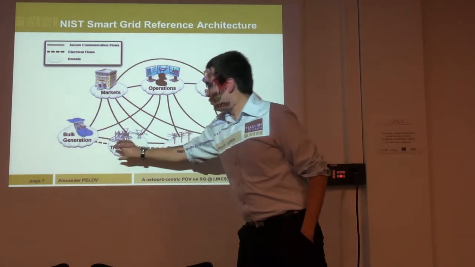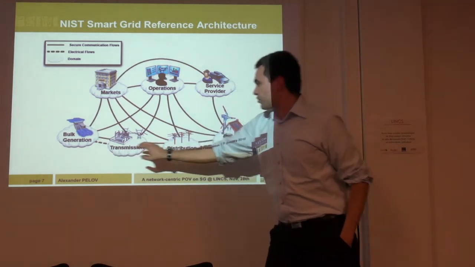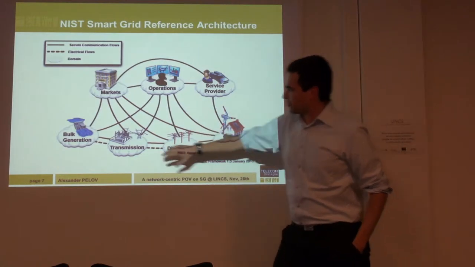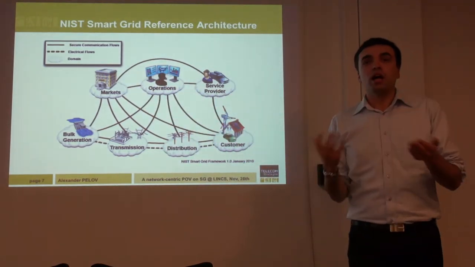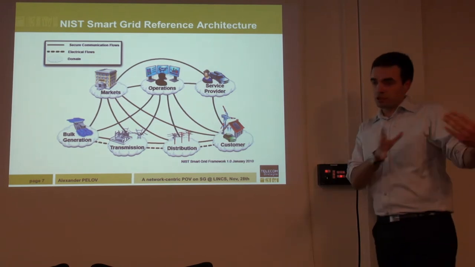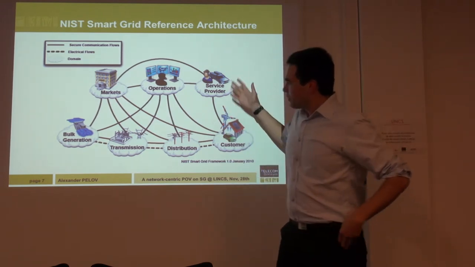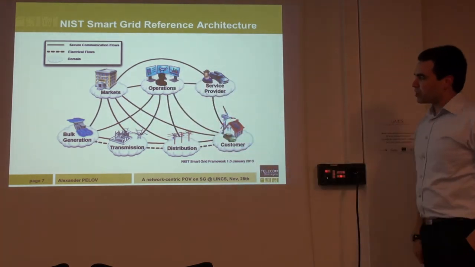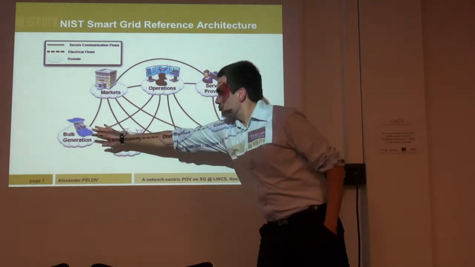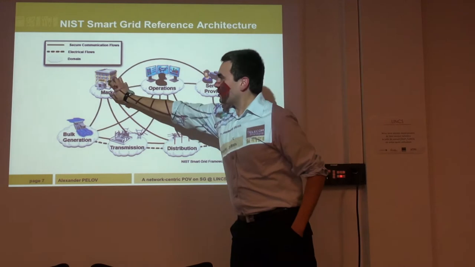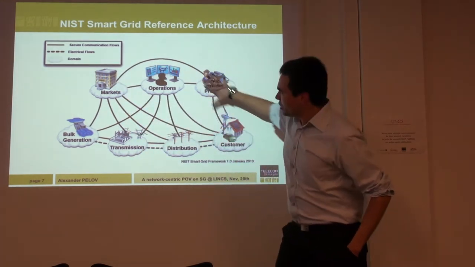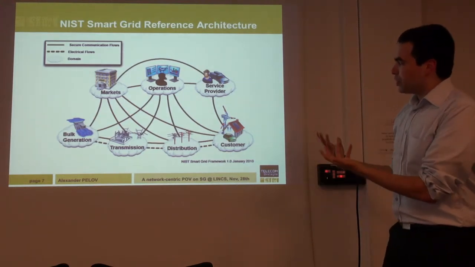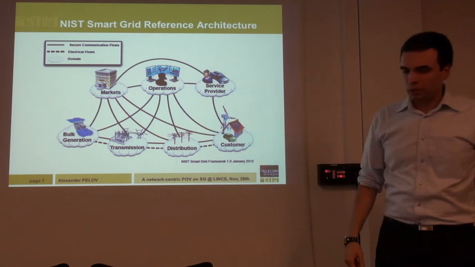So here we have the four classical domains: generation, transmission, distribution, and customer. And you have here the power flow, so the energy flow. And here we have some new domains that somehow existed already in the classical way. The new thing is all the communication flows. So if you make an abstraction of the power grid by itself and of the algorithms, you see that there are really huge communication flows that we need to define in some way, that we need to secure, and that we need to put in place.